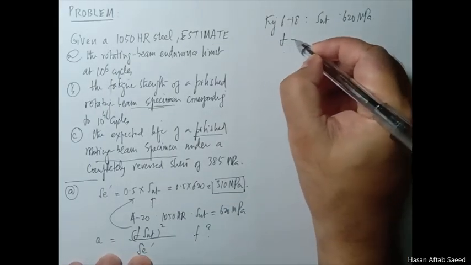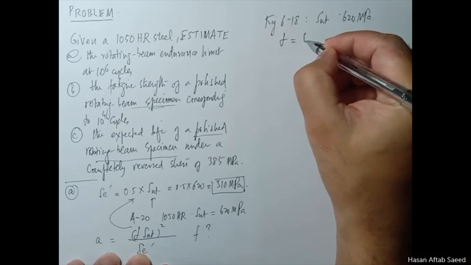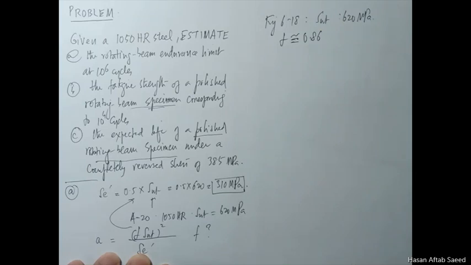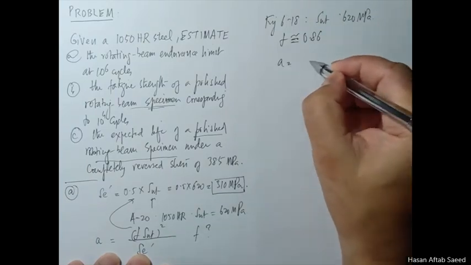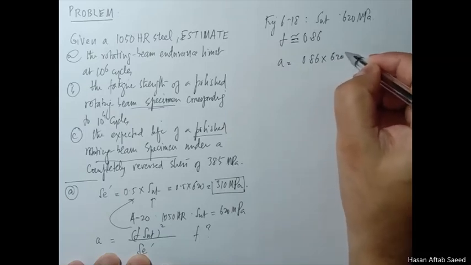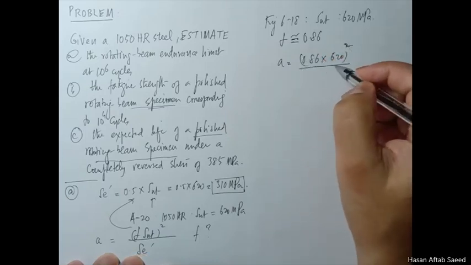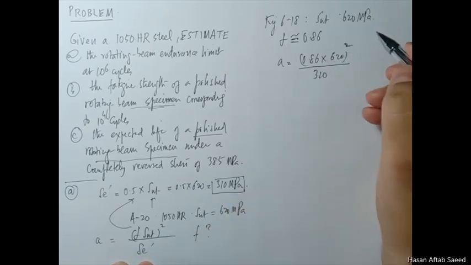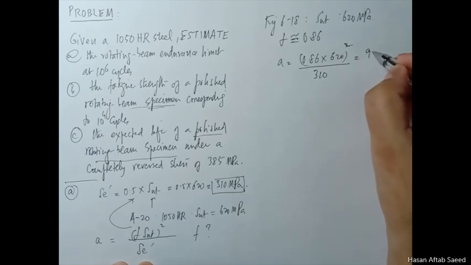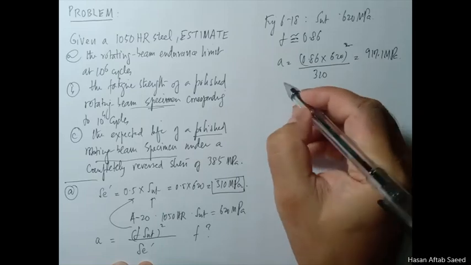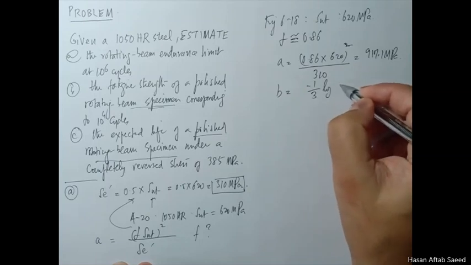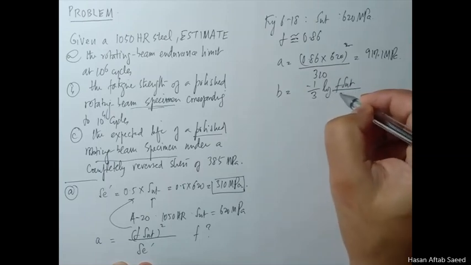Here you'll find the value of F, which turns out to be 0.86. It's approximately equal because you read it off a graph, you cannot be very accurate. That's all right. So now we are in a position to calculate C prime, just 310, and this is 917.1 MPa. As for B, it is minus 1 over 3 log of F SUT. Now we know all these values already.